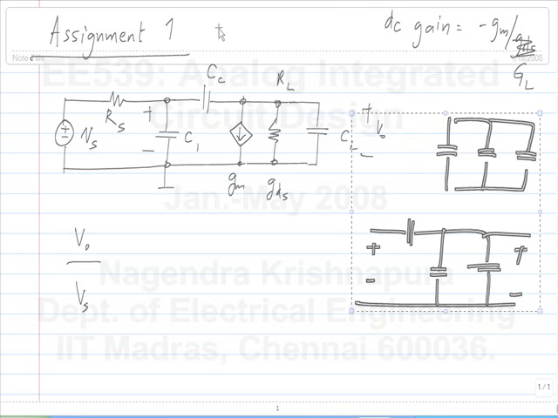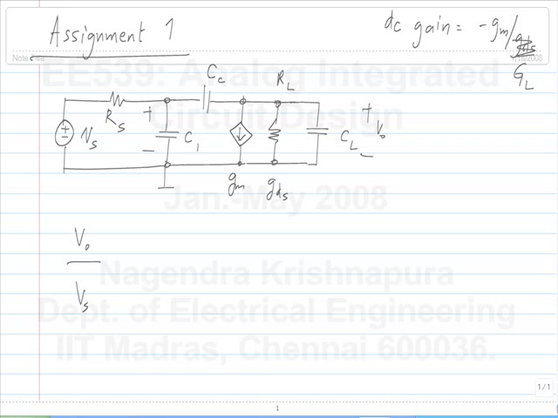Is there some particular case for which you can write down the transfer function straight away without having to write all the node equations and so on? CC is 0. Okay. CC is 0. So if CC is 0, that means CC disappears. So why does it make it easy? So what is the transfer function in this case?